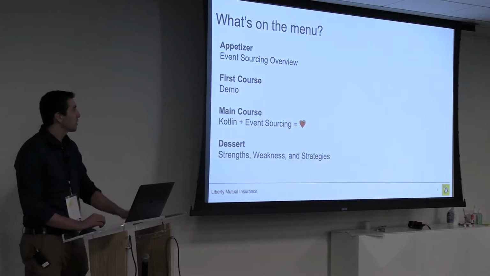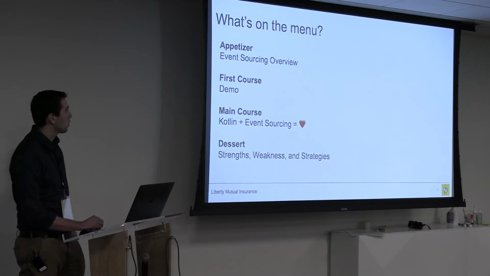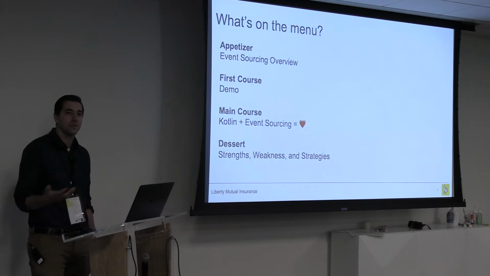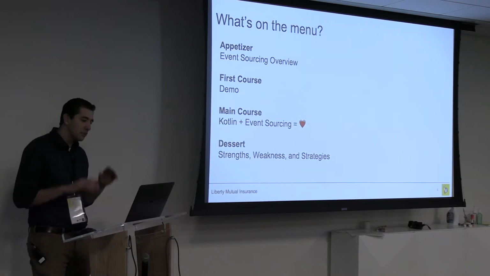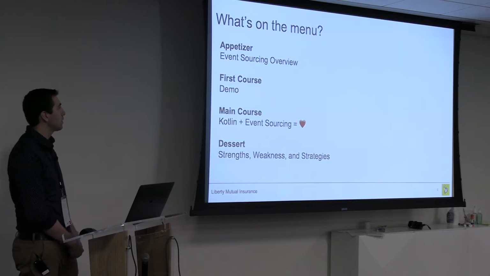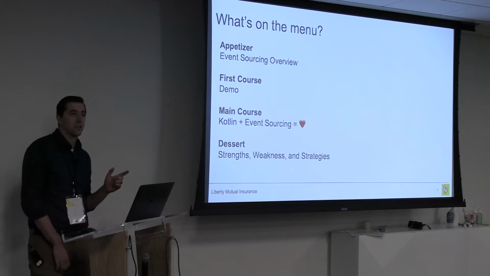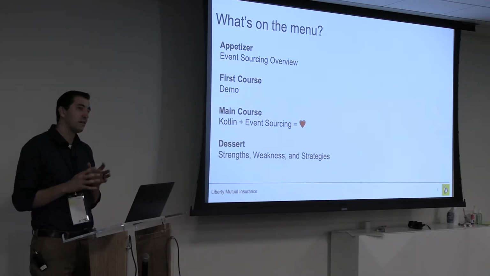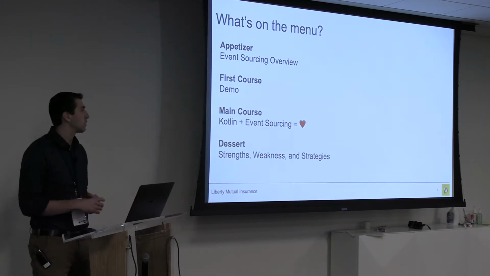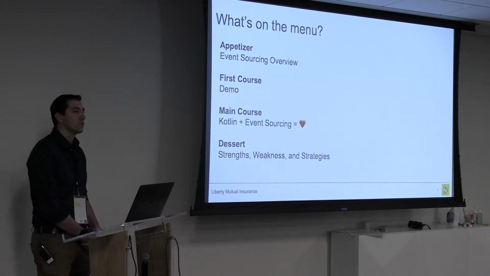So speaking of pizza, what's on the menu for our talk today? We're going to start off with an appetizer, which is an event sourcing overview. I'm going to go a little bit into the event sourcing concepts and the terms involved, in general, not specific to Kotlin. I'm going to show a demo, written in Kotlin, to demonstrate some of the features of event sourcing. For our main course, we'll talk about what makes Kotlin a great fit for event sourcing and why we use both at Liberty very frequently. And then for dessert, we'll talk about some of the strengths, weaknesses, and strategies of event sourcing in Agile.